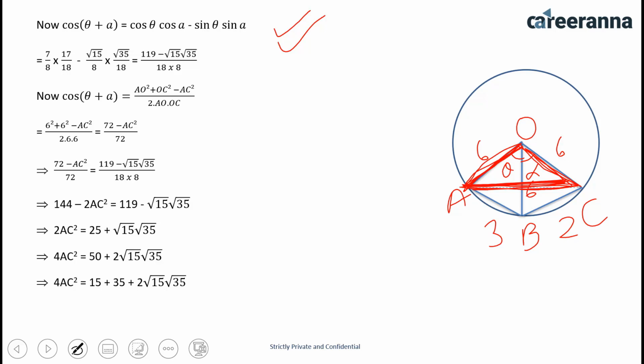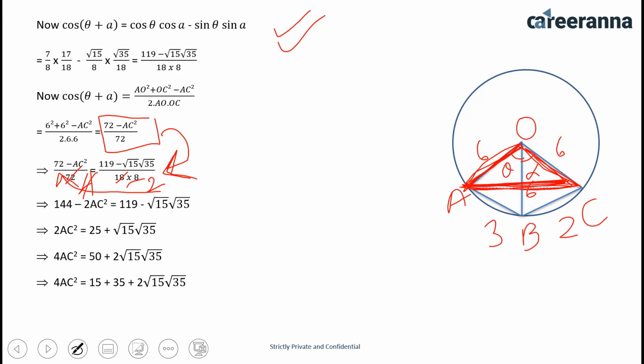Now if I talk about cos(theta plus alpha), I'll be taking OA square, which is 6, OC square, which is again 6, and AC square, which we need to find, divided by twice of AO into OC. Now I have substituted the value, which is (72 minus AC square) upon 72. This will be equal to this value of cos(theta plus alpha). Now I've substituted it and equated it. This will become 18 times 4, and this will be twice. Now I'll be multiplying this twice here.